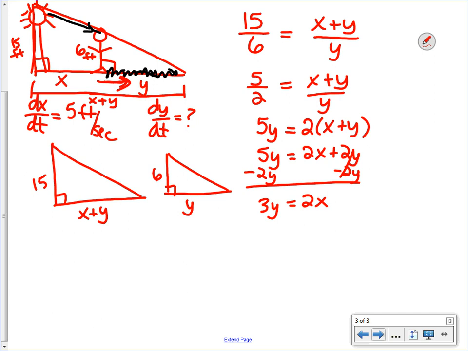Okay, so you guys, we haven't really done any calculus yet, but we're getting ready to. 3y equals 2x is basically the equation that relates the variables. So we're ready to differentiate with respect to time. So the derivative of 3y is 3 times dy/dt. The derivative of 2x is 2 times dx/dt. And we know we're solving for dy/dt, and we know dx/dt is 5, so we're just going to plug that in.